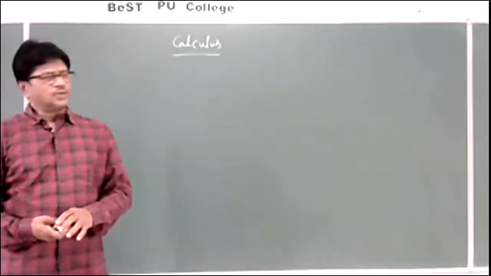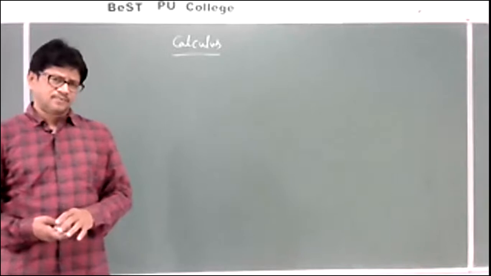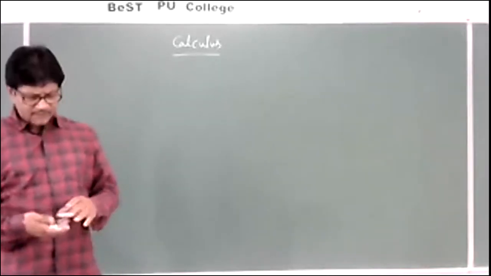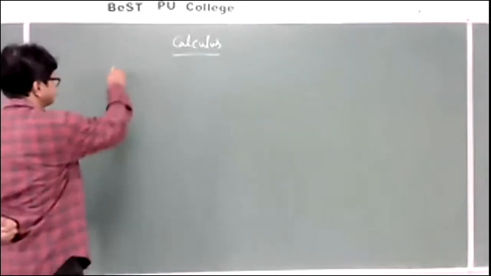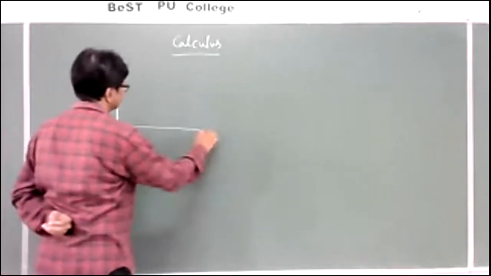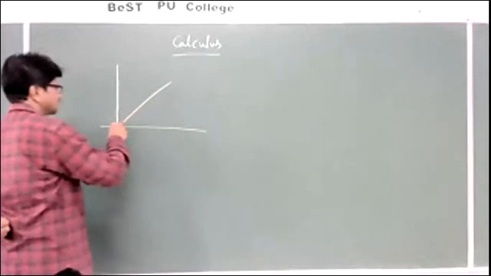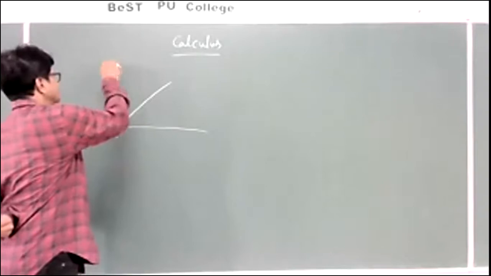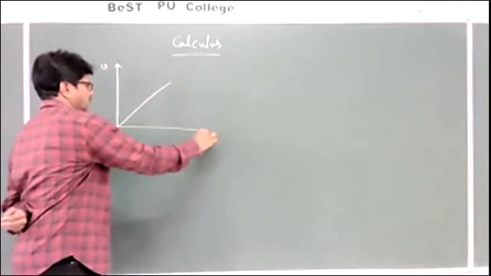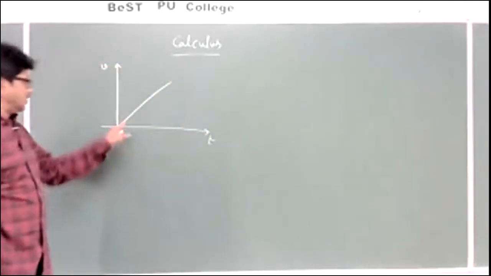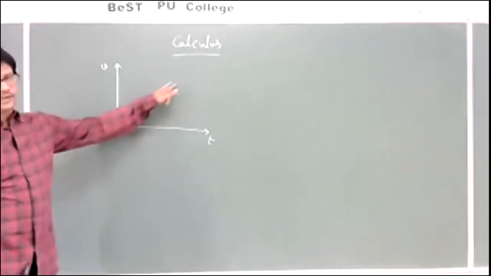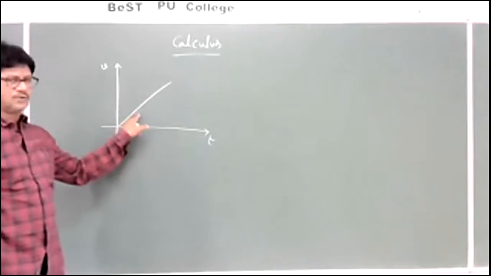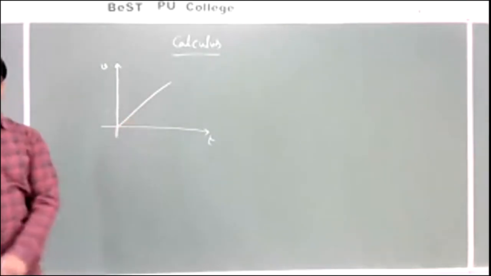Now here, as we know, you go with any graph. For example, you go with a velocity time graph. So this is the curve, the nature of a curve. What does it represent? Velocity time graph. Here it represents a body is moving with uniform acceleration.